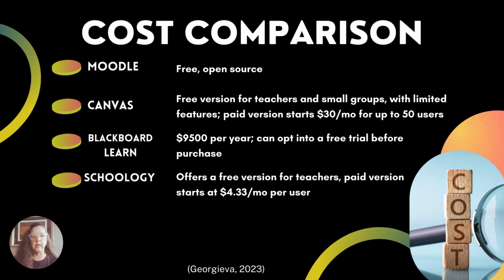Blackboard Learn is $9,500 per year. You can opt into a free trial before purchase. And then Schoology does offer a free version for teachers, and the paid version starts at around $4.33 per month per user.